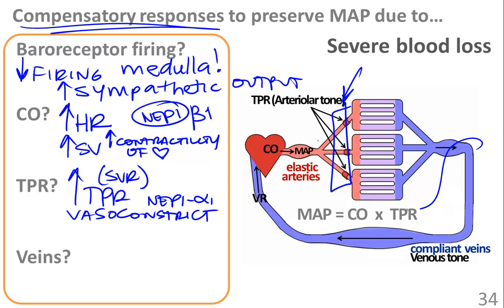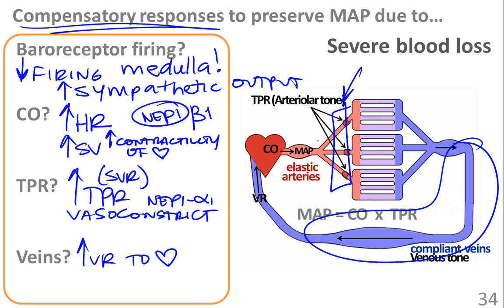And then the other thing is to think about the veins. Because the veins hold so much blood volume, by just changing the venous tone a little bit, by decreasing venous compliance and increasing venoconstriction, we're going to actually help try to increase venous return to the heart of what little blood we have. Increase that venous return to the heart by increasing venous tone, or we could write that as decreased venous compliance.